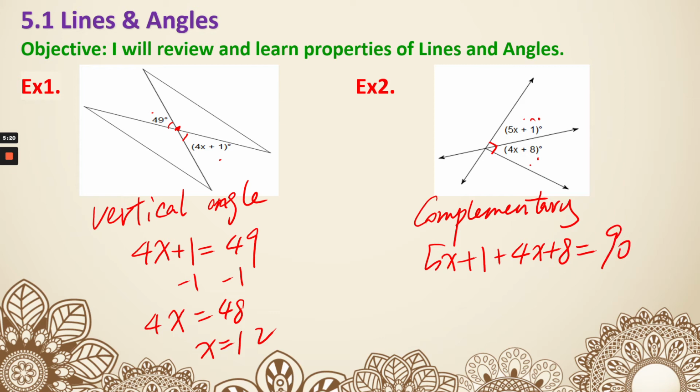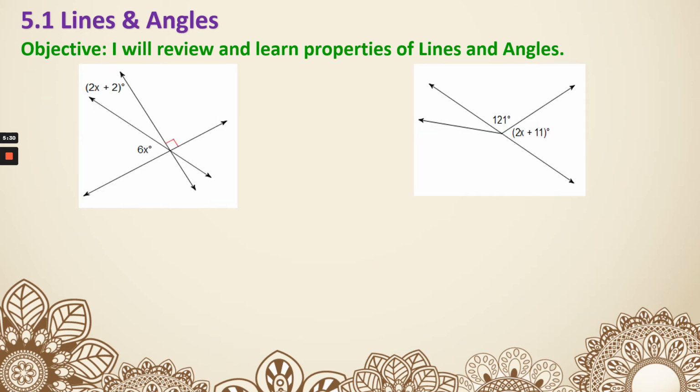Example 3. This angle is given as 90 degrees, and this is a straight line, which means this angle must also be 90 degrees. These two angles are complementary, and that means they add together to equal 90 degrees. We have 8x plus 2 equals 90, minus 2 on both sides, 8x equals 88, so x equals 11.